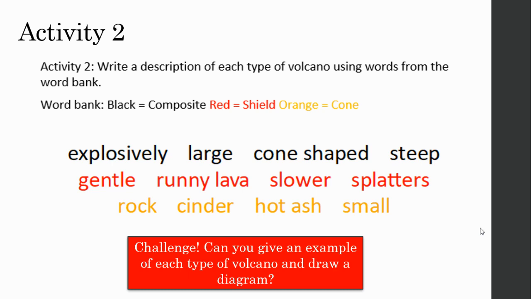Before you go as well, I'd just like to add a challenge. So can you give an example of each type of volcano and draw a diagram? So your challenge is to give me an example of each type, so composite, shield, and cone, which you could either look back on the slides, we went through one of each, or you could look on the database that I introduced you to earlier. And if you want to push yourself even further, can you draw a diagram of each type of volcano?